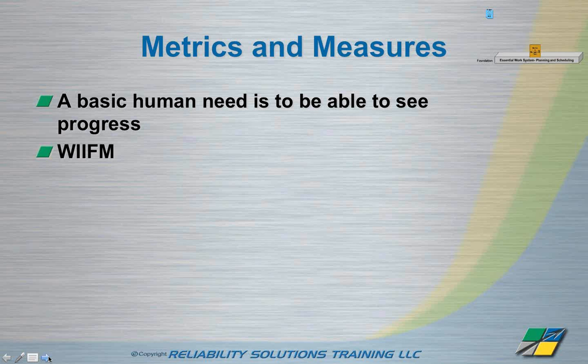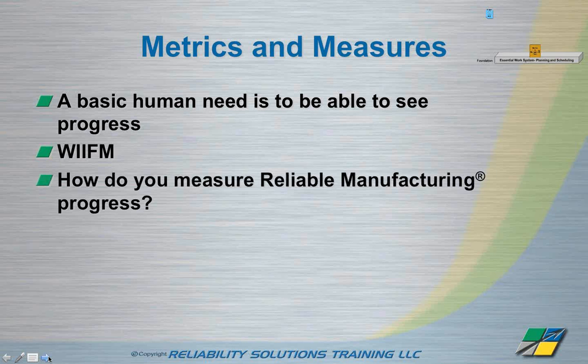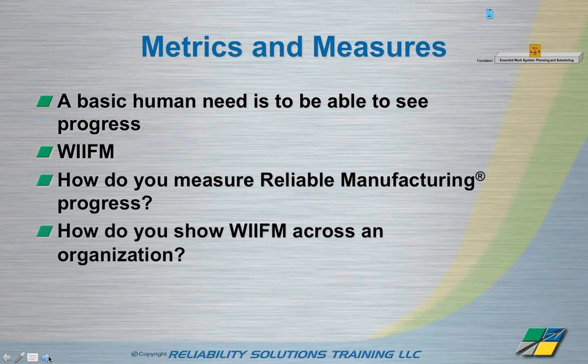Sometimes the metrics and measures that we put in place really don't do that. How would you measure reliable manufacturing progress? How do we actually measure that? And again, this is more of a strategic question. A lot of times we have strategic type measurements mixed up with application and tactical measurements. And so we end up with just a big bucket of things to measure, and we end up being slaves to the measurements instead of using the measurements to drive behavioral change.